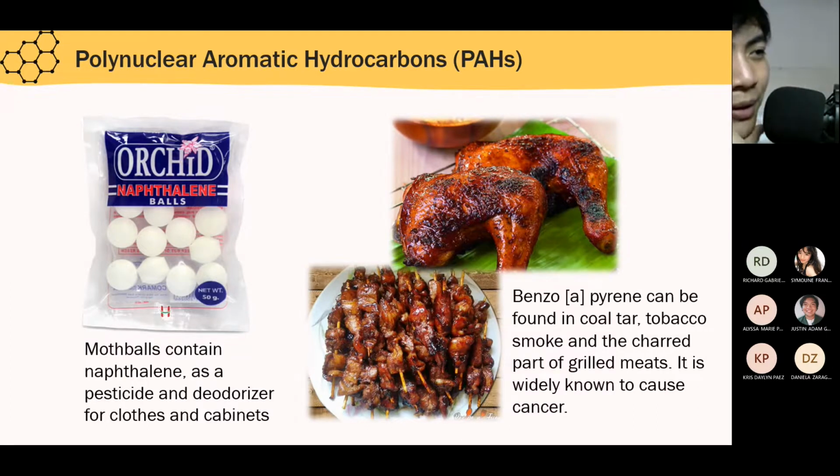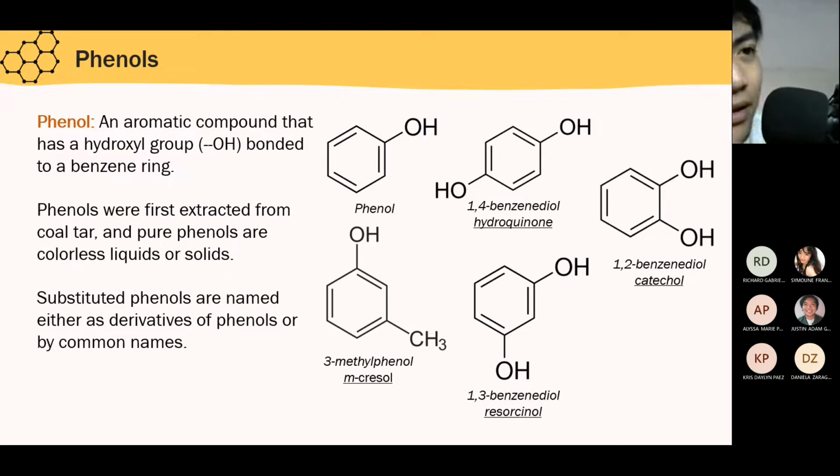So, phenols, this is another type of hydrocarbon. Katulad nga ng nakita natin, siya ay benzene ring na may OH. And apparently, maraming phenolic compounds in nature. By the way, these are some of the common phenol compounds. We have the phenol itself, the hydroquinone. So, this is just a benzene with two OHs. Common name yan. Then we have the catechol, and then we have the resorcinol, and then we have the metacresol.